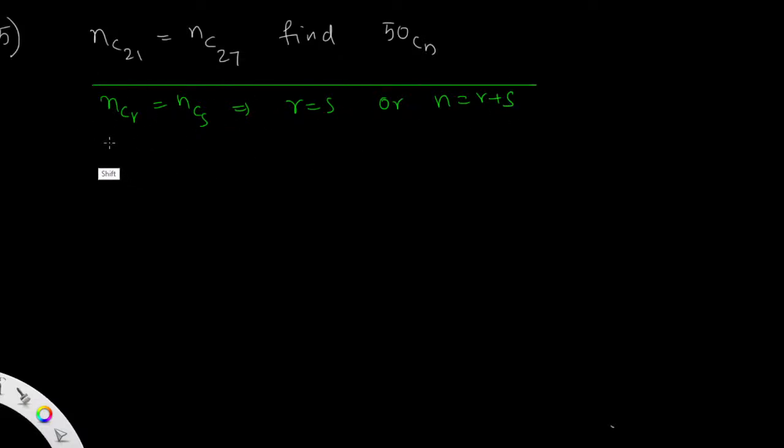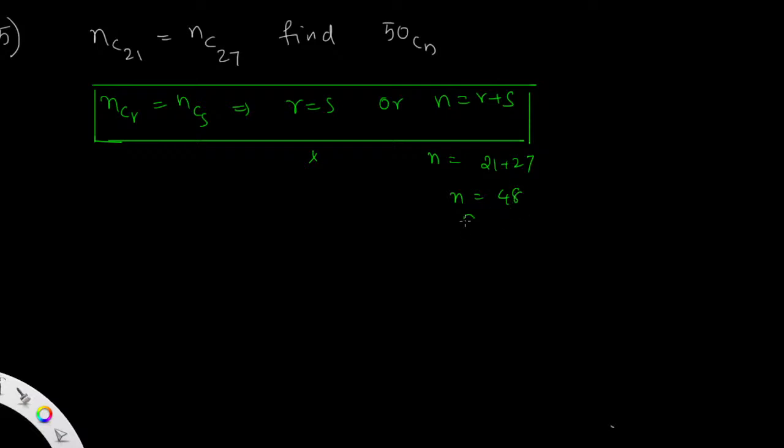If nCr has the same n values and a different suffix value, they are equivalent. So if r equal to s is not possible, then you write n equal to 21 plus 27. So n equal to 48 you can take. Therefore, what we want in the question is 50Cn. So that is 50C48.